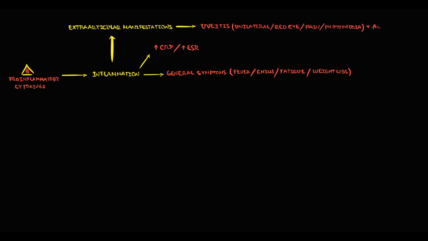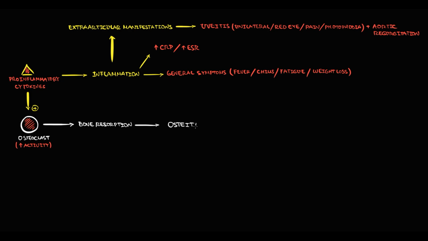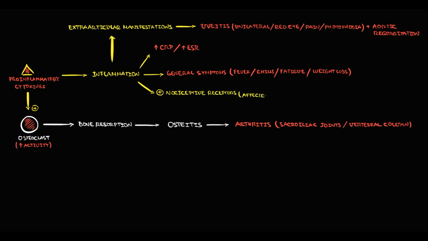In addition to this, proinflammatory cytokines can also affect the aortic valve, which can cause aortic regurgitation. Proinflammatory cytokines also stimulate the activity of osteoclasts, which in response to this begin to destroy bones. Progressive bone destruction leads to osteitis, and in turn, osteitis leads to arthritis. In ankylosing spondylitis, the most severe arthritis occurs in sacroiliac joints and vertebral column.